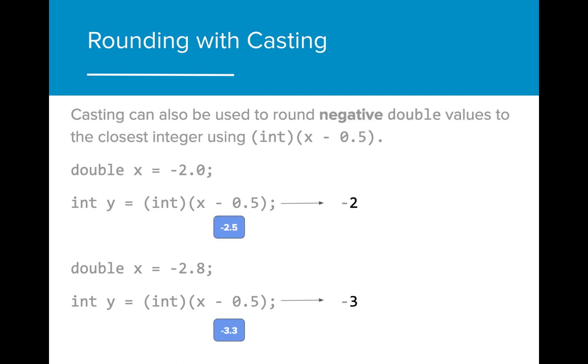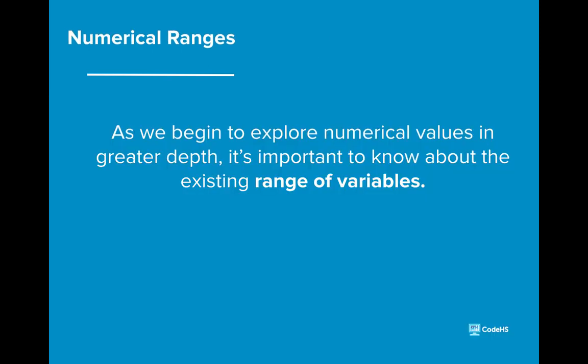The same strategy for rounding positive numbers can be used to round negative numbers. In this case, the expression is (int) (x - 0.5), so that the 0.5 value is decreasing the value of x. As we begin to explore numerical values in greater depth, it's important to know about the existing range of variables.